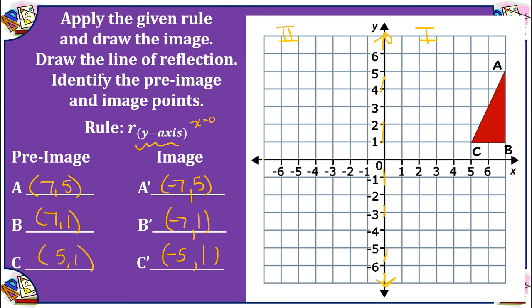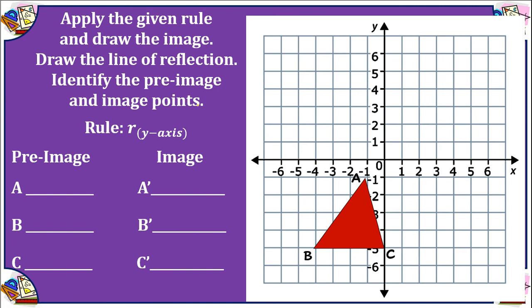So A prime is negative 7, 5, B prime is negative 7, 1, and C prime is negative 5, 1. And then let's connect those, and you can see that A prime is 7 units from that line of reflection, and point A is also 7 units. So they're equally distant.